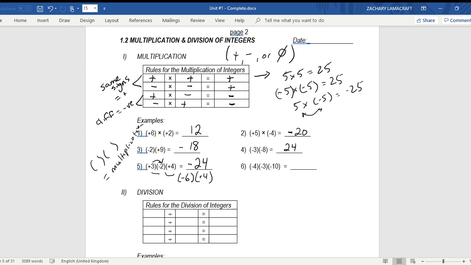So our last one here makes things a little trickier, which is why I said do one at a time. Because if we do negative 4 times negative 3, we'd get positive 12. But then we've got to multiply it by negative 10. And 12 times negative 10 is going to give us a negative number. And that number is going to be 120.